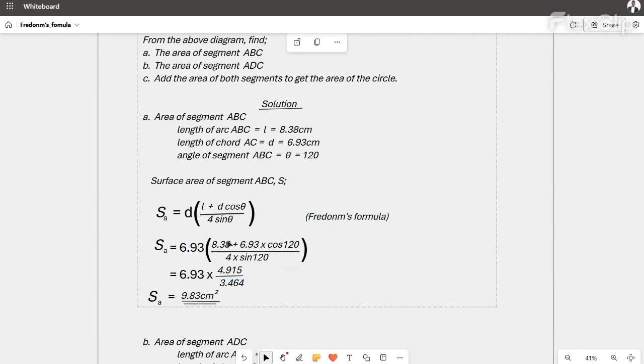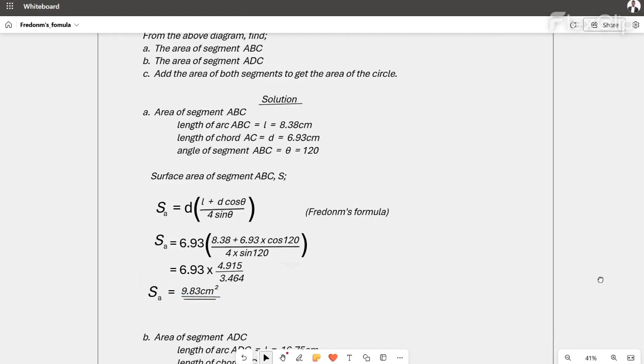6.93 times the numerator part will give you 4.915 all over the denominator part will give you 3.464. So if you use your calculator, we will get SA is equal to 9.83 centimeter square, which is the area of the minor segment. As you can see, in very few steps, we have arrived at the area of this minor segment. That is the magic of this formula here. It's a very interesting formula.